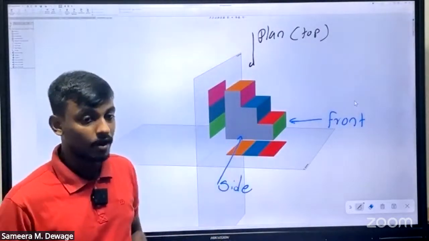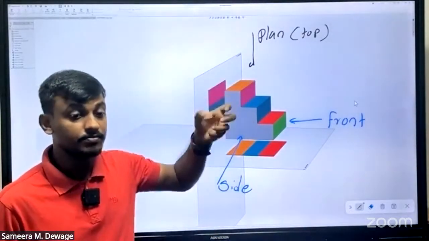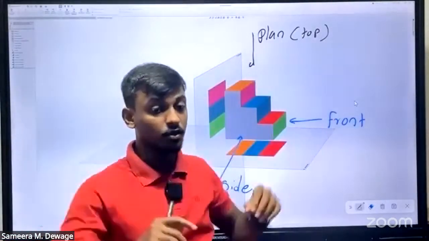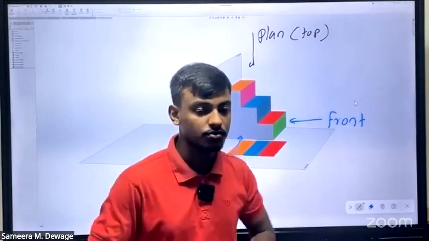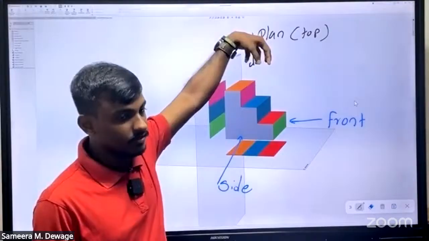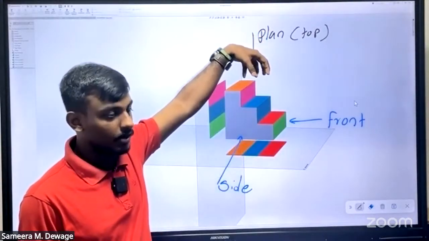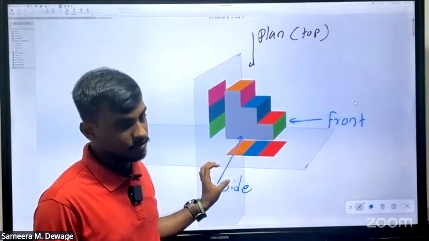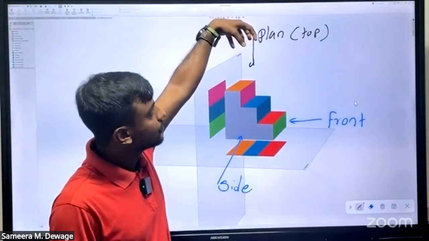So house plan also we draw according to the plan that we see when we look from above. That is how we draw a house plan. So the view we see when looking from above is what we get in the plan view. Right? Okay. So this is our object: front side, left side or right side, and plan.